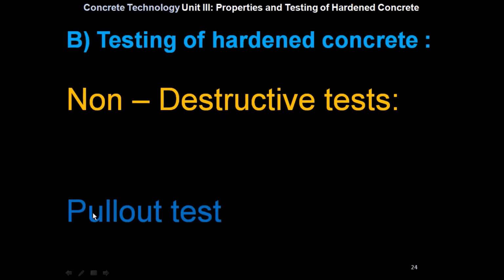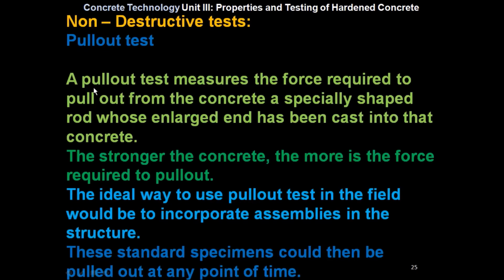Now we will see the pull-out test. A pull-out test measures the force required to pull out from the concrete a specially shaped rod whose enlarged end has been cast into that concrete. The stronger the concrete, the more is the force required to pull out.